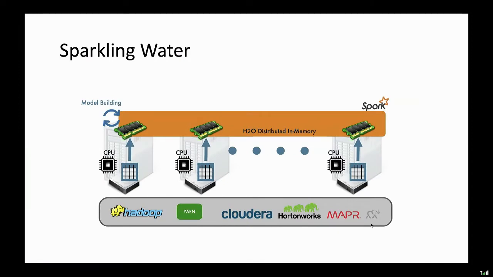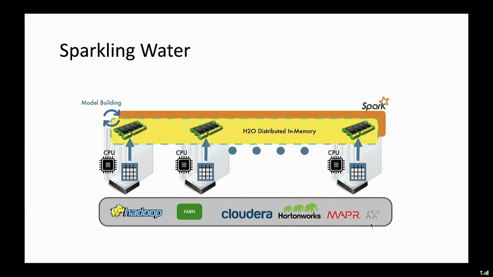Sparkling Water is similar to open source H2O, except we have a Spark cluster. And we're launching the H2O library on top of that. Both of them are distributed in memory. And this allows me to, again, take advantage of Spark's data munging functionality.